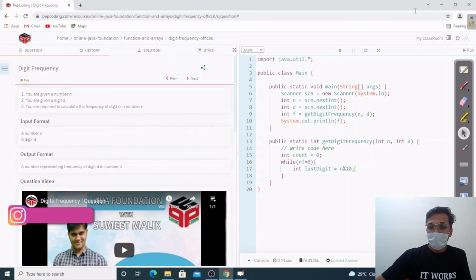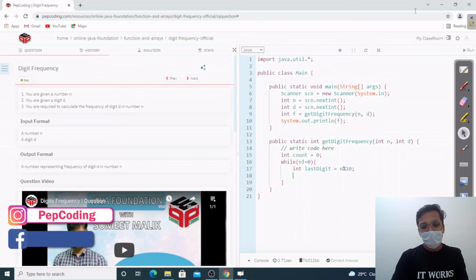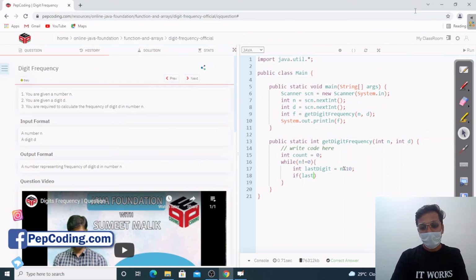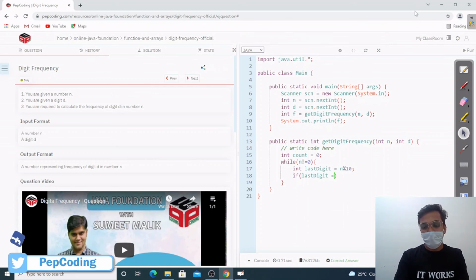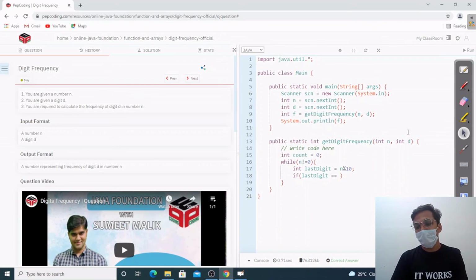After getting the last digit, we are going to compare it with our target, which is given as d. When our last digit is similar to the target, we are going to increment our count. The counter is going to be incremented by 1. Now, at last, make sure that you reduce your number by dividing it by 10.